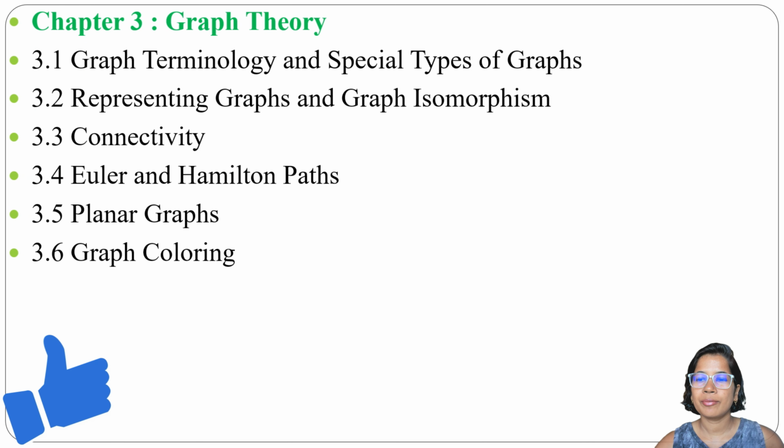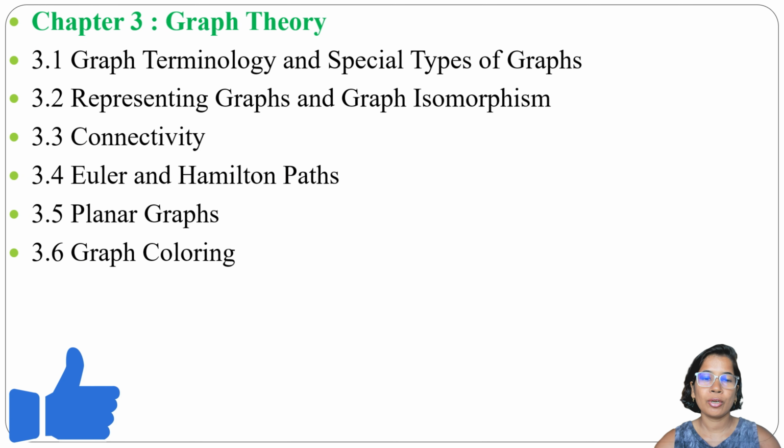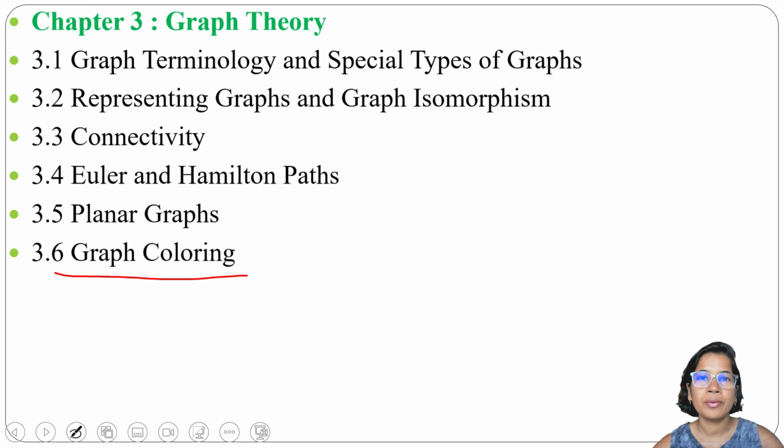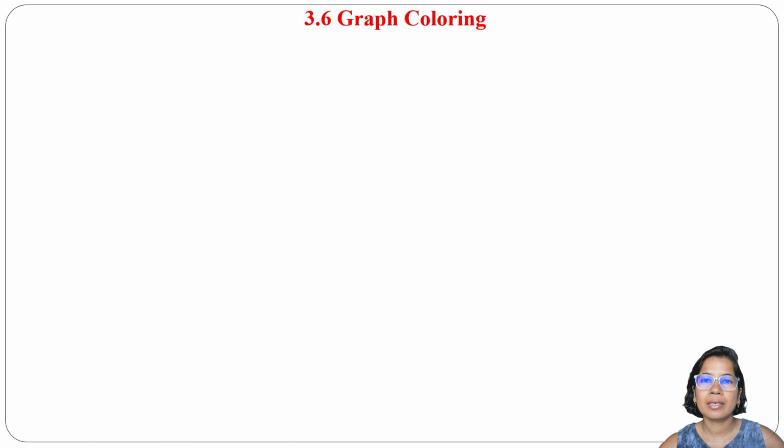In the graph theory chapter, I already discussed graph terminology and special types of graph, representation of graph and graph isomorphism, connectivity, Euler and Hamilton path, planar graph. Next I will discuss graph coloring, and this is the last topic of graph theory. First, what is graph coloring?